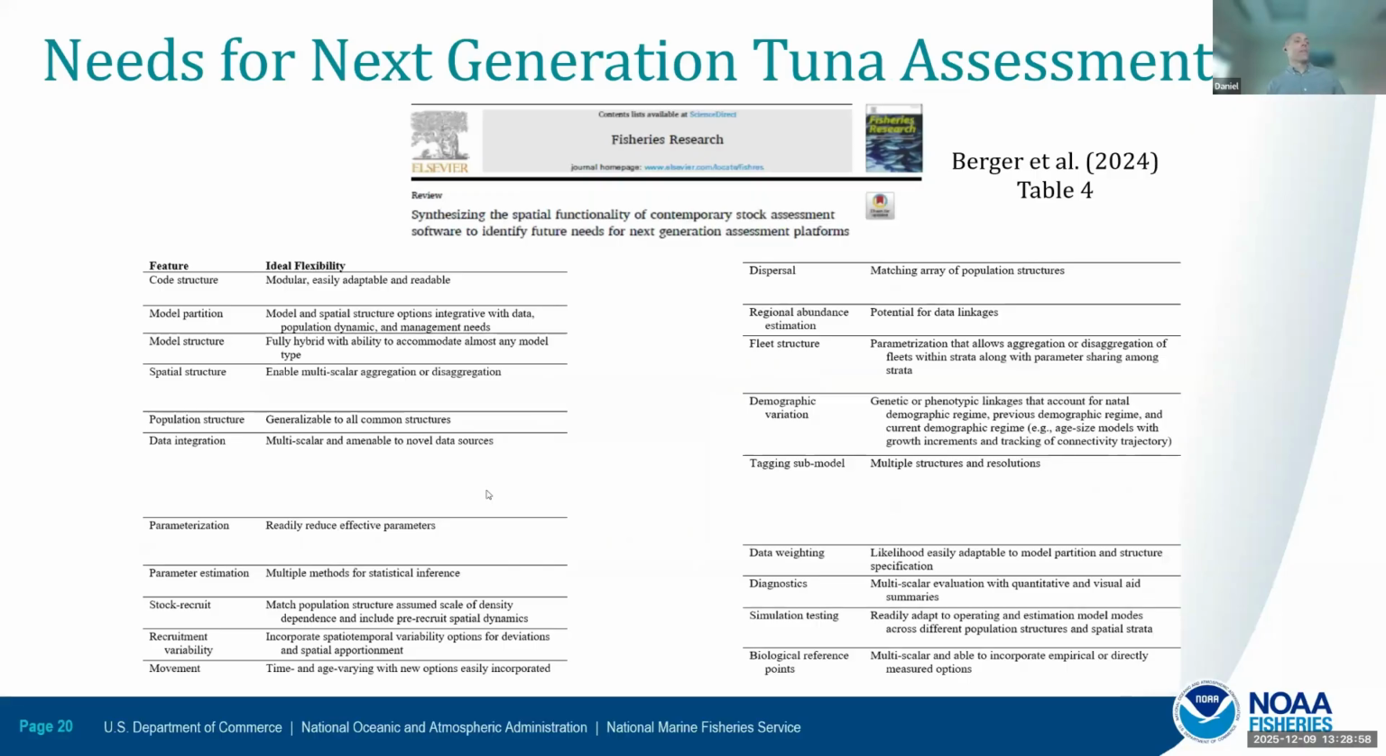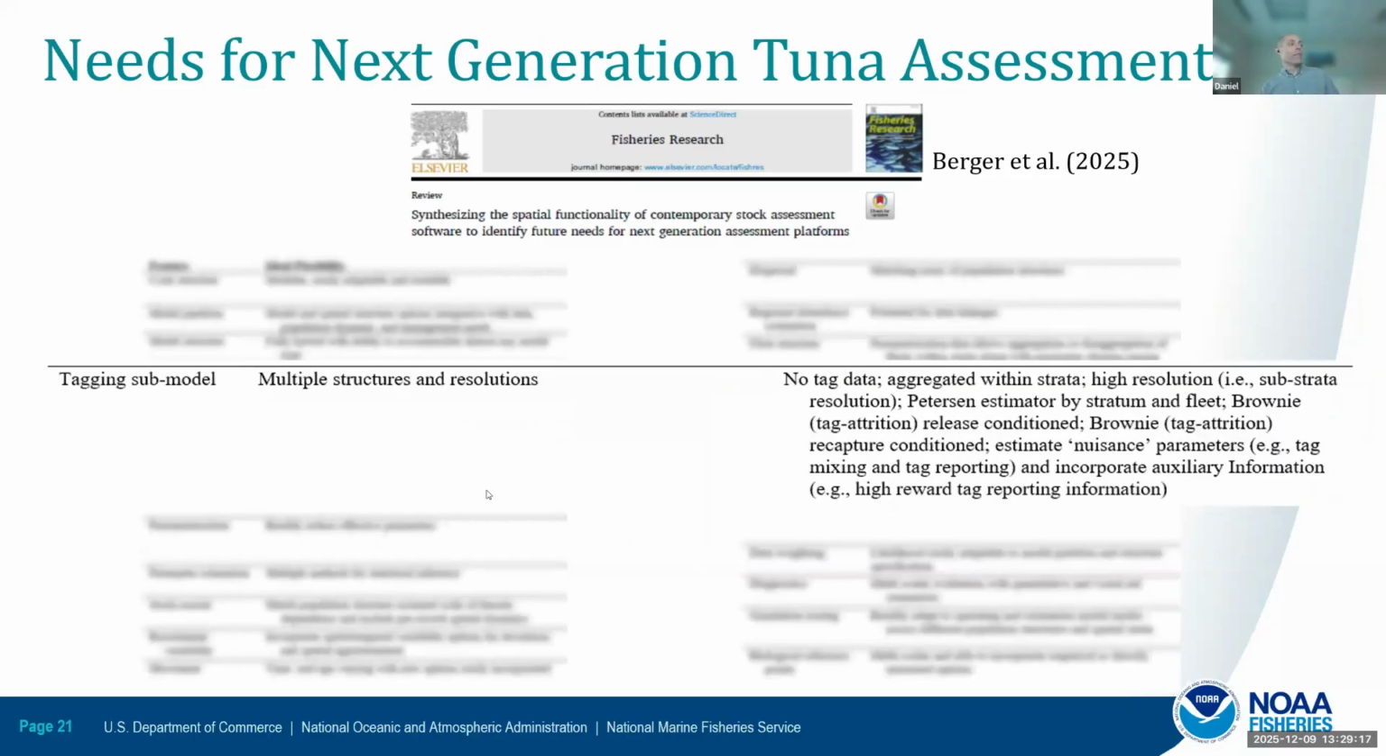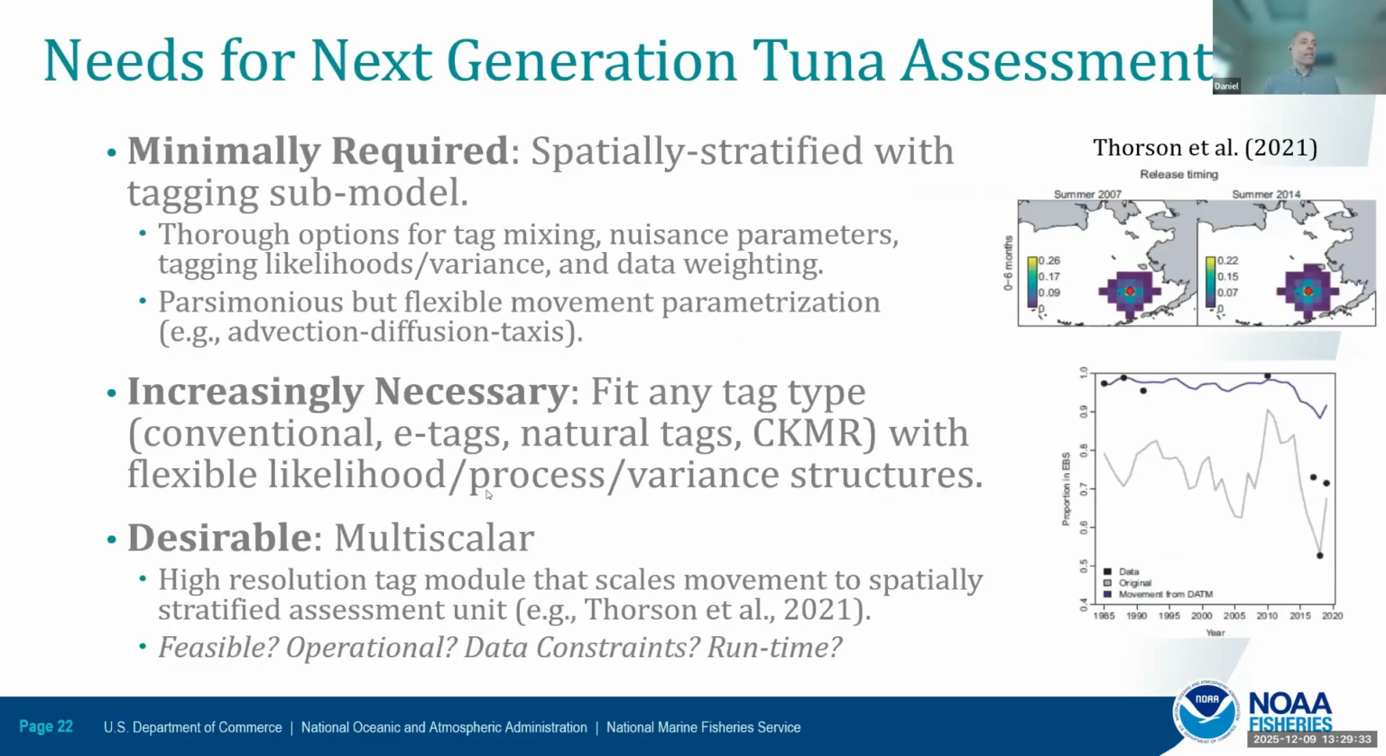And so just to wrap this up, we had another paper as part of that experiment that summarized what spatial model platforms exist, and we used this to summarize some issues that might be worth considering for future spatial models. What we concluded was kind of the obvious: we need the ability to incorporate multiple types of tagging data, and wide flexibility in how you treat things like tag mixing and nuisance parameters.